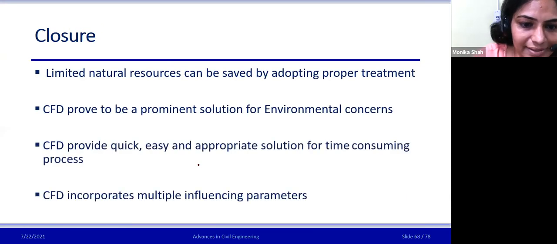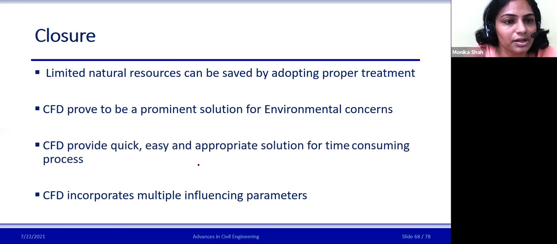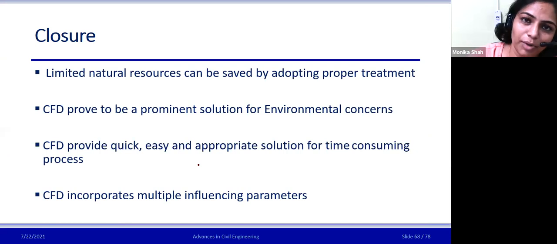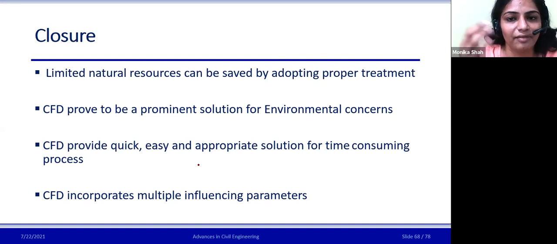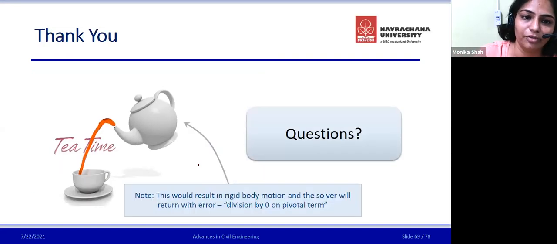This is the closing comment: if we are interested in saving natural resources, we have to adopt proper treatment. For adopting proper treatment and running it effectively, we have to go for a computational approach, in which CFD will be the prominent solution. That would be the easy, quick, and appropriate solution, basically for problems which are time consuming, right? It incorporates multiple influencing parameters: if I have so many parameters affecting my system and want to implement them all together in a single phenomenon, computational fluid dynamics would help.